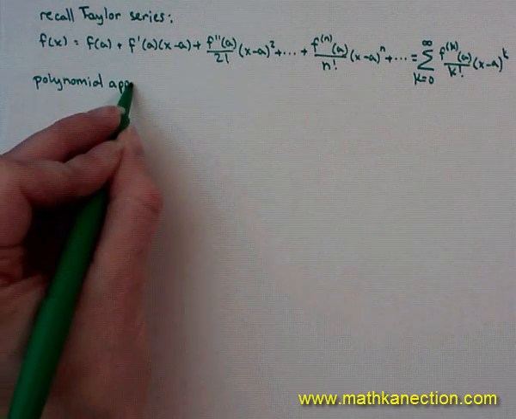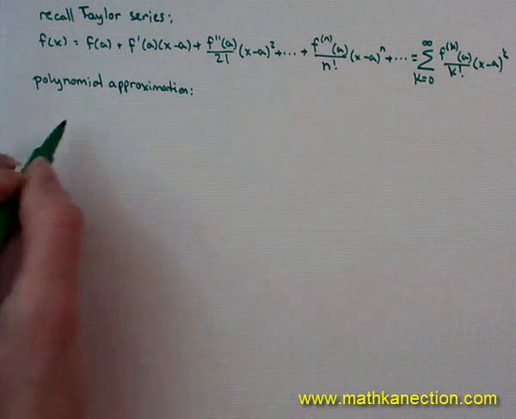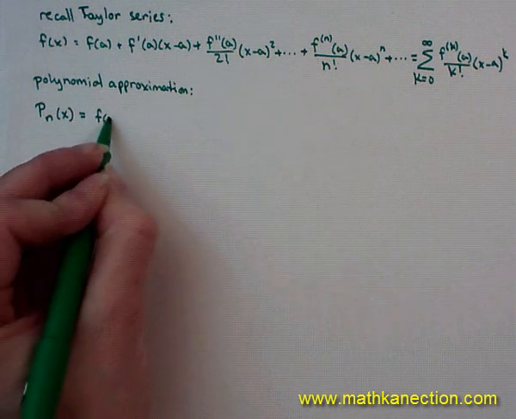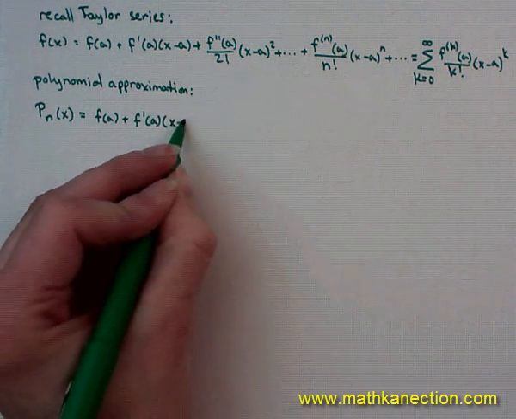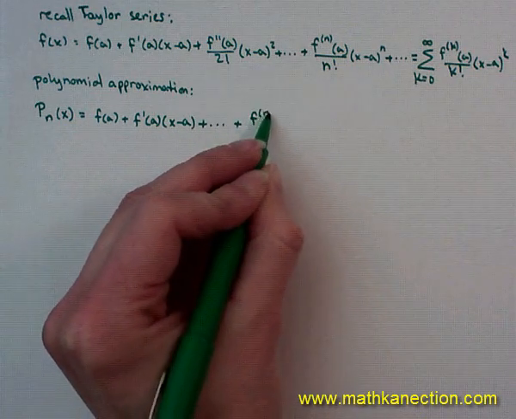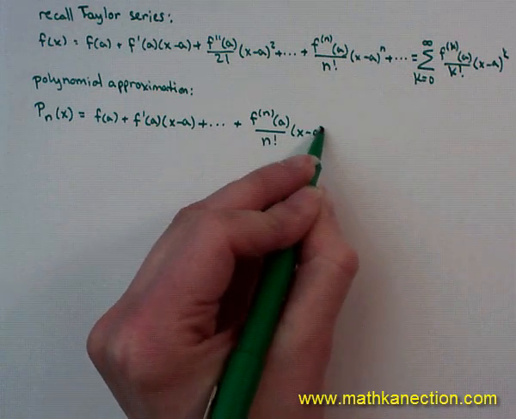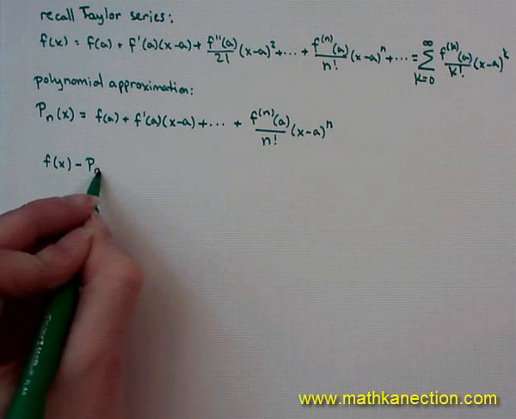So the polynomial approximation of the Taylor series would be p sub n of x is equal to f of a plus f prime of a times x minus a, all the way up until just the nth derivative of f at a over n factorial times x minus a to the n.